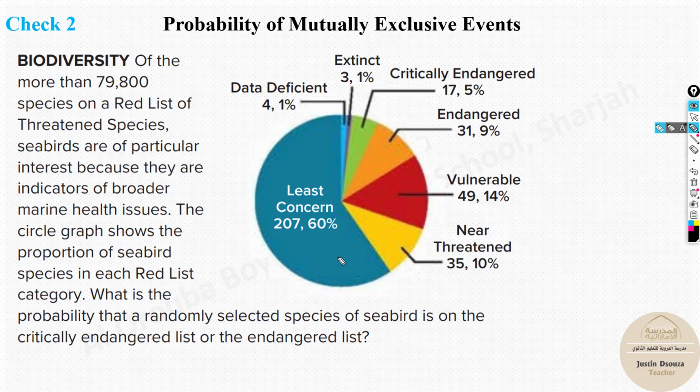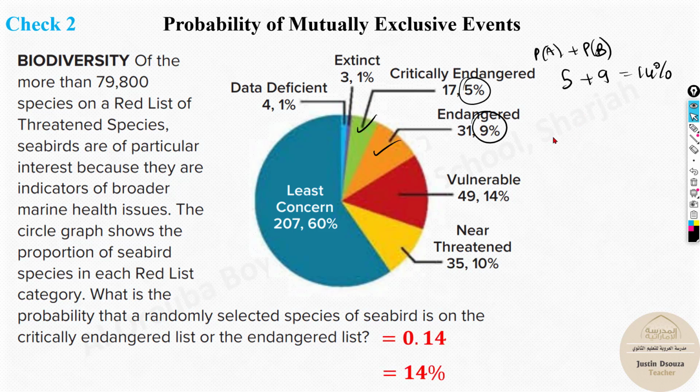Here we just need to find the probability of critically endangered, which is this one, or endangered. So these are the two probabilities. What is the percentage of probability? Already percent is given. It's 5 plus 9. It's basically 14%. Why? Because the formula is P of A plus P of B. This is the probability of event A or event B, critically endangered or endangered list. So the answer is 14%. It's very simple and straightforward. There's nothing much to do in this.